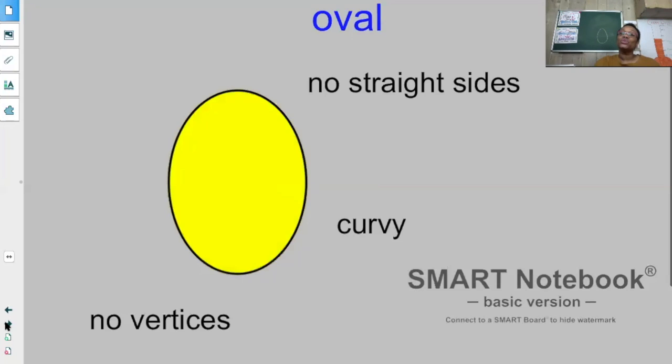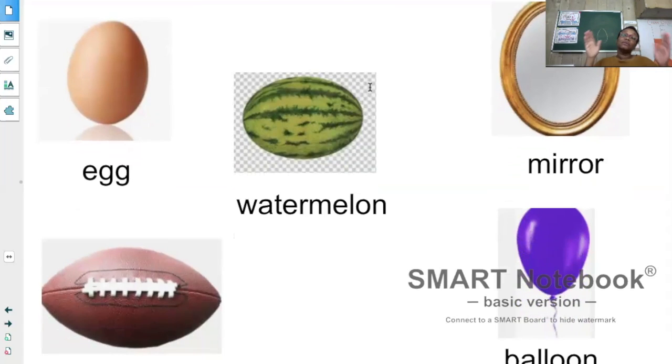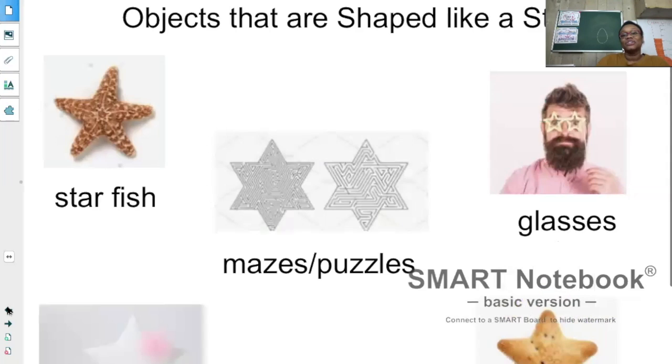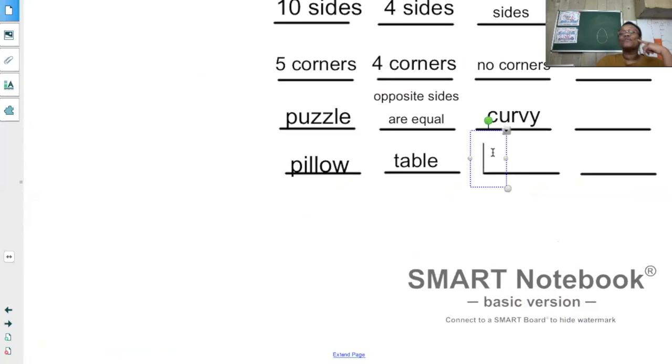Now I'm going to show you some shapes that I found. Well, I had mentioned earlier, right, that it is an egg shape. So definitely an egg. We can have a mirror that's in the shape of an oval. A watermelon can be in that shape, as well as a football and a balloon. So these are some things that I found. What did you find? Were they similar? So once again, I'd like you to write on that last line something that you thought of or found in your house that had that oval shape. So I'm going to add egg.